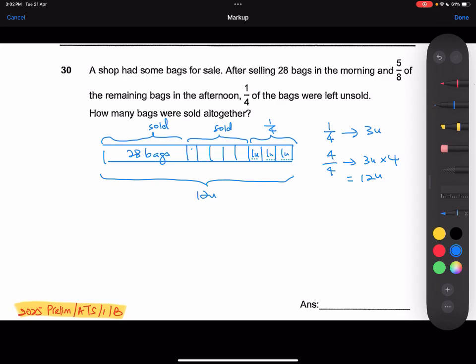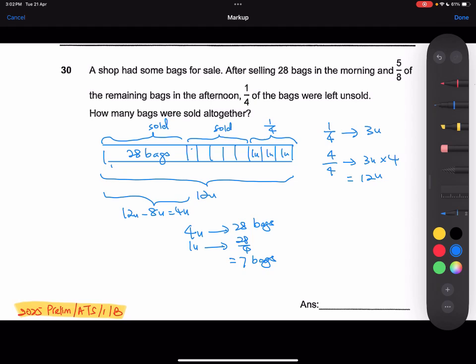And there were 8 units here. That means 28 bags give us 12 units minus 8 units, which is 4 units. Alright, so 4 units is 28 bags. 1U is 28/4 is 7 bags.